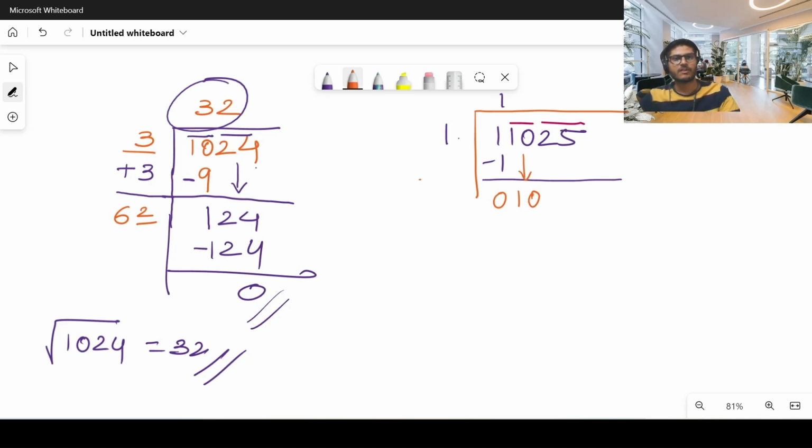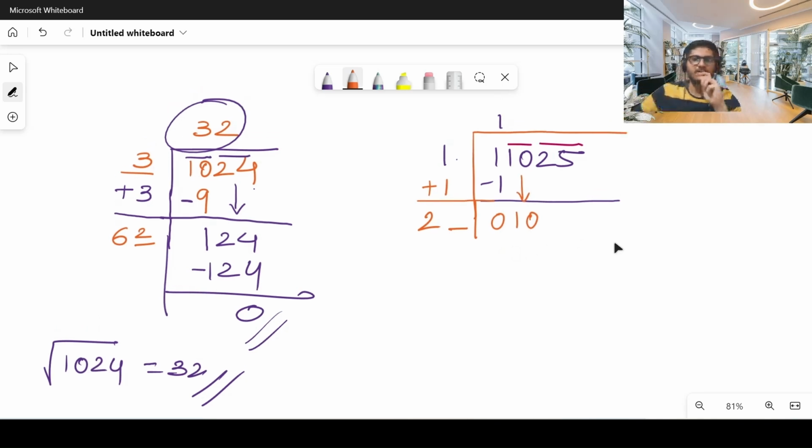On the divisor side the number gets added to itself, so it's 2, and there will be one more digit. Now this sum is getting interesting, because the pair which we have taken below is 10, and here the tens place digit is 2, and on the ones place we have to assume a number. Even if we assume a 1 here, the number becomes 21, which multiplied by 1 still gives 21.